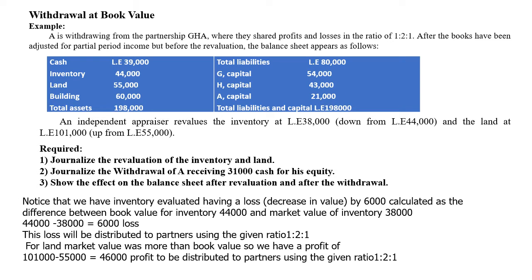For example, the land's value was 55,000. That's the book value. When they first purchased the land, its value was 55,000. But now it's up to 101,000. The market value of the land is evaluated to be 101,000. So partner A, when he leaves the partnership, would like to get his share in the assets evaluated at the market value, not at the book value. He deserves to get his right with land evaluated at 101, not only 55.